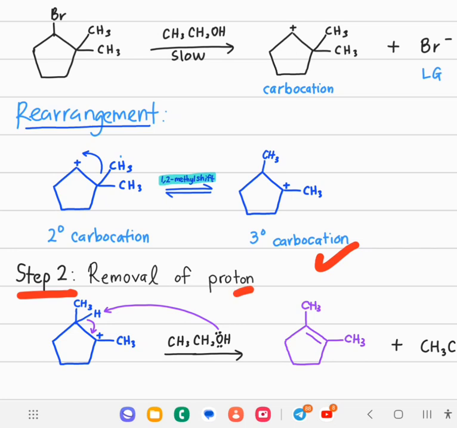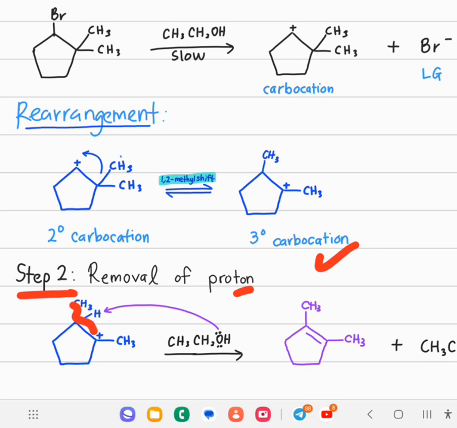So the hydrogen atom in step 2 will be taken by oxygen's lone pair. There are two lone pairs on oxygen in the neutral state, and one of the lone pairs will take the hydrogen atom as they form a new bond. The lone pair will form a bond with the hydrogen atom. So this is ethanol, our base, which will remove this proton and form the new bond with it. And then the bond between the hydrogen atom and the carbon atom will be broken.